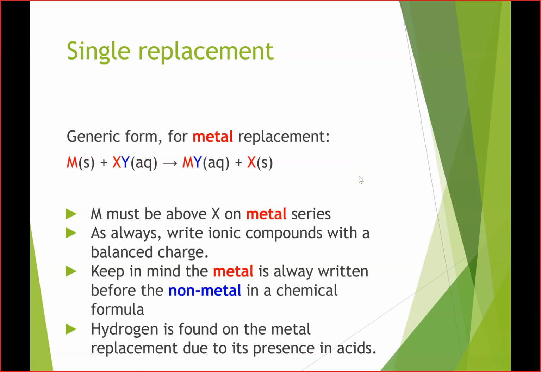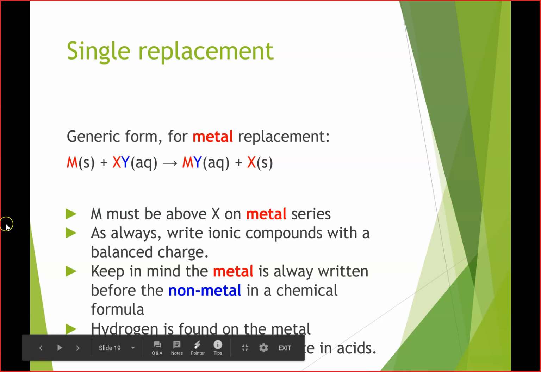One kind of exception to this, or something that's a little bit different, is that if you look at that activity series, you'll find hydrogen on it, even though hydrogen is a nonmetal. This is because it has to do with acids, and hydrogen is always found in acids, and often we're curious how metals will react with acids. So hydrogen follows the same basic format, but it's a little bit of an exception in that in the case of hydrogen, you have a metal replacing a nonmetal.